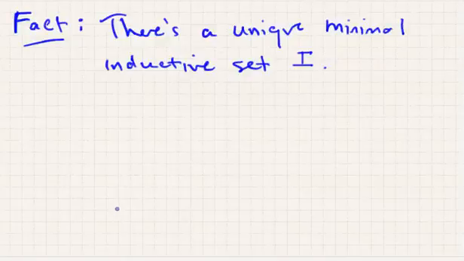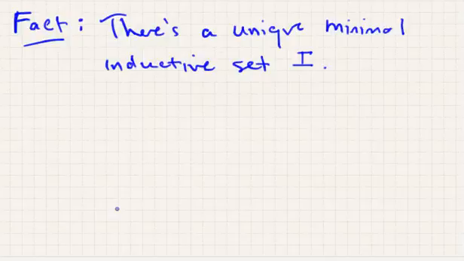Okay, so today we're going to prove what I spoke about in the last video, namely that there's a unique minimal inductive set. This is the same thing as saying that for all other inductive sets, the minimal inductive set will be a subset of the inductive set.